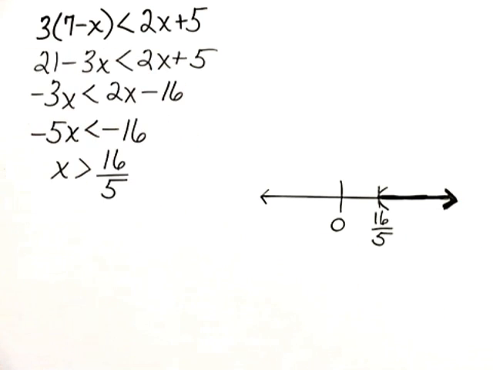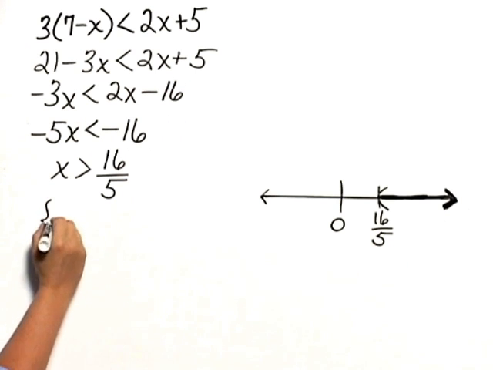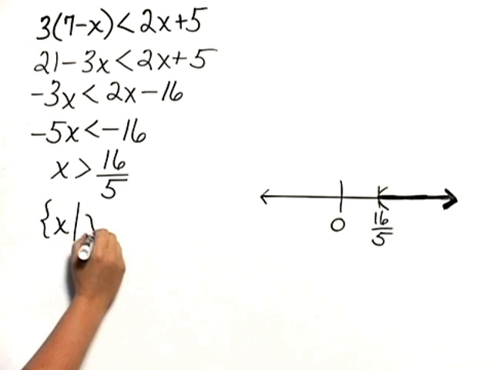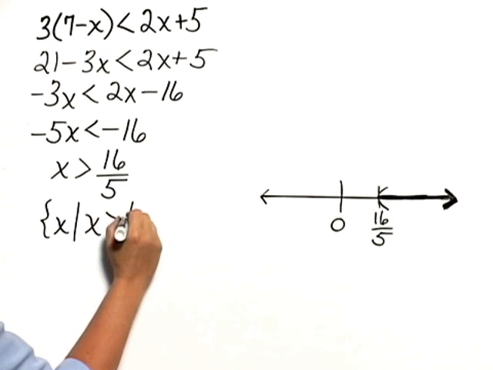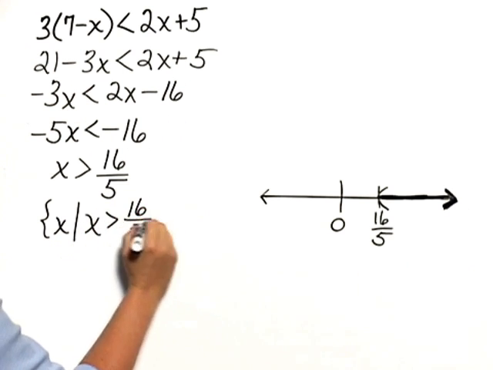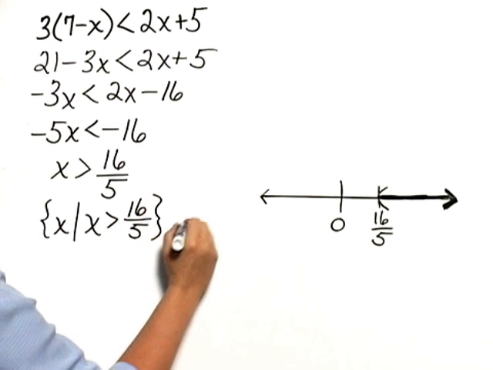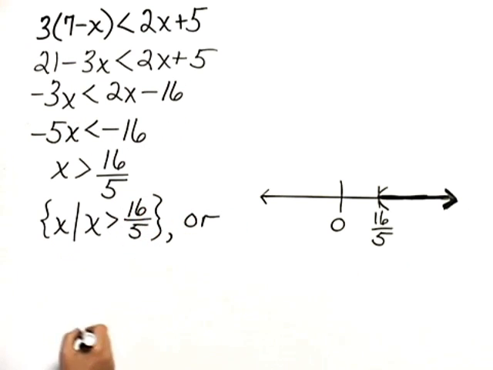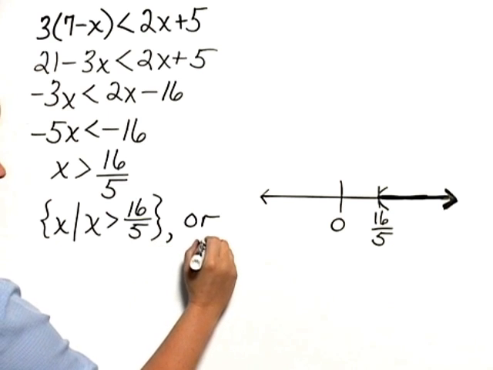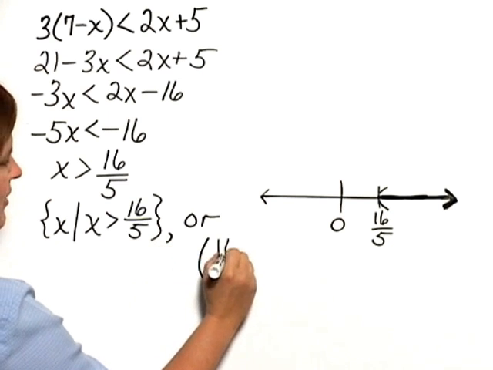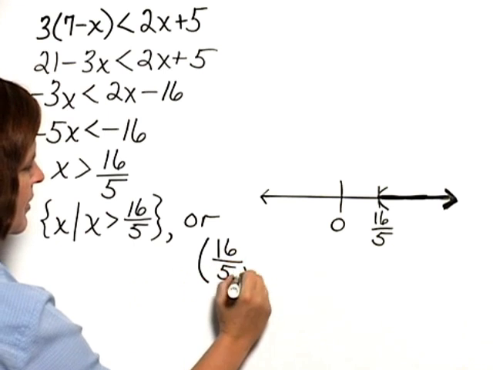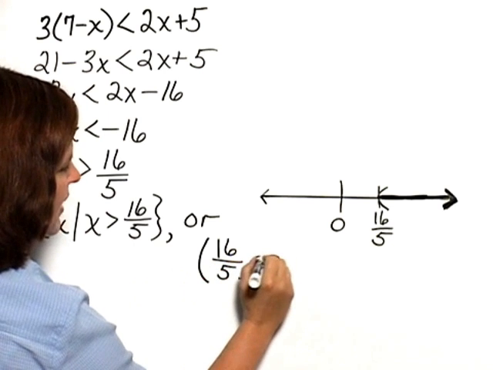And we can write the solution set in set builder notation as the set of all x such that x is greater than 16 fifths, or using interval notation, we would write the interval from 16 fifths to positive infinity.